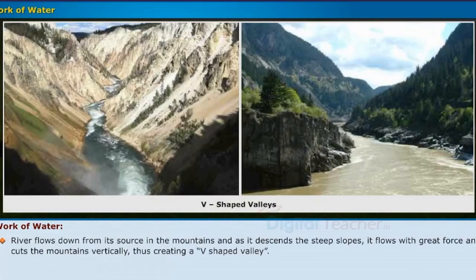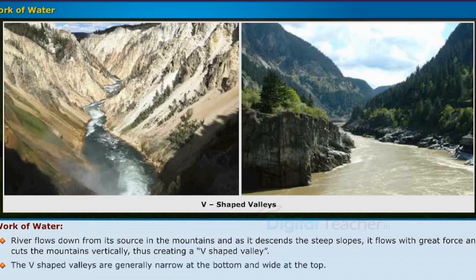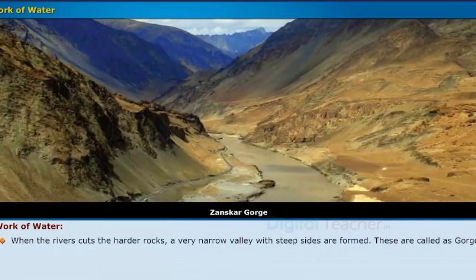River flows down from its source in the mountains, and as it descends the steep slopes, it flows with great force and cuts the mountains vertically, thus creating a V-shaped valley. The V-shaped valleys are generally narrow at the bottom and wide at the top. When the rivers cut the harder rocks, a very narrow valley with steep sides is formed. These are called gorges. Example: Zanskar Gorge in Kashmir.